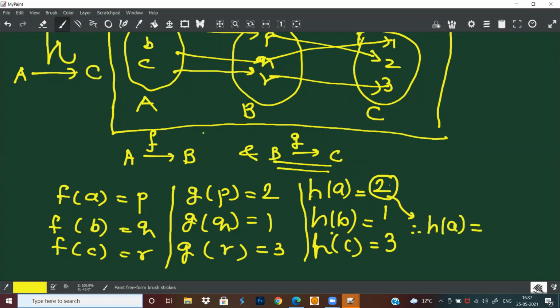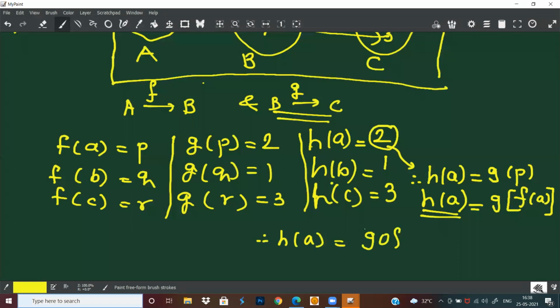H of A, is it not G of P? So is it not H of A is G of what is P? G of F of A, right? H of A is a composite, both are involved, g of f of a. So h of a will be g of f of a. So h of x, in general, is g of f of x.